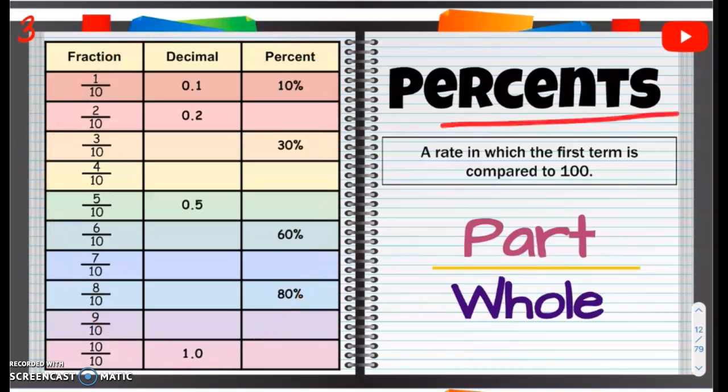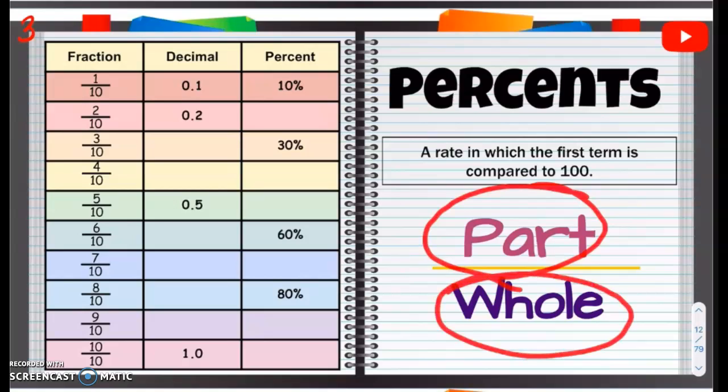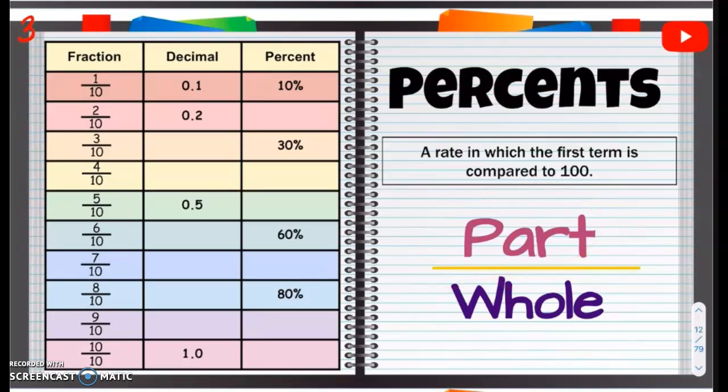So percents, remember, is a rate in which the first term is compared to 100. Or in this case, it can also be compared to 10. So you have a part over whole, part to whole. So it's just like a ratio.